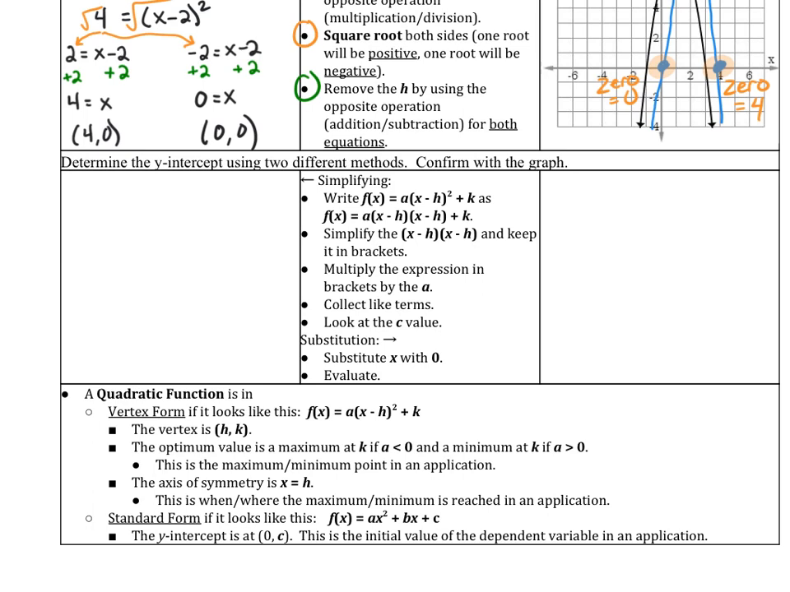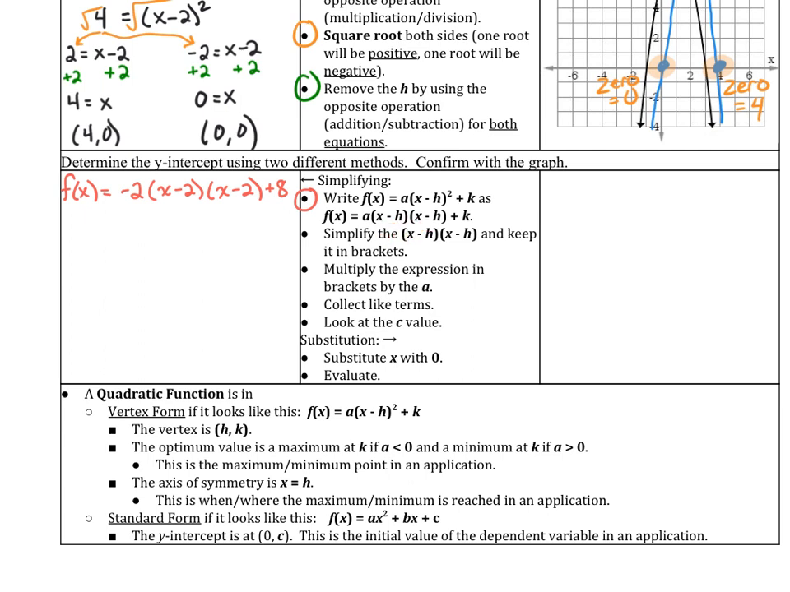So if we start with f of x, it's negative 2 times (x minus 2) squared plus 8, which means you would write it as (x minus 2) times (x minus 2), and then plus 8. That's the first step: because the bracket is squared, when you expand it, it means you have to write the bracket out twice.